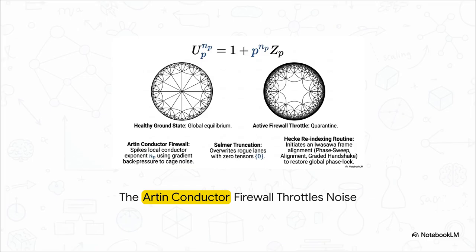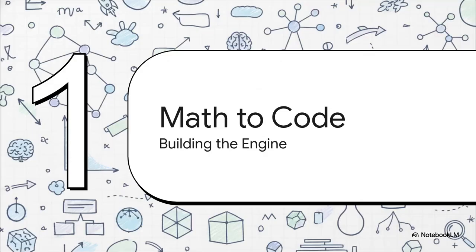On the left is the healthy ground state in perfect global equilibrium. But on the right, if noise enters the system, the firewall actively throttles it. By mathematically manipulating that exponent, it creates a cage. It uses Selmer truncation to literally overwrite rogue tensor lanes with zeros, stopping the mathematical noise from cascading and destroying the model's phase lock.